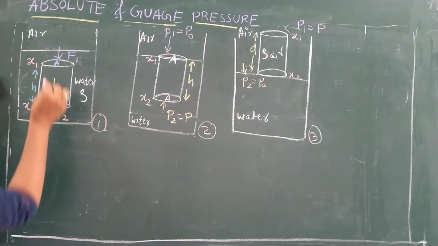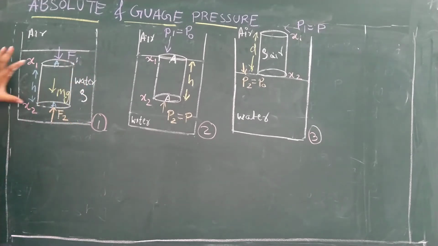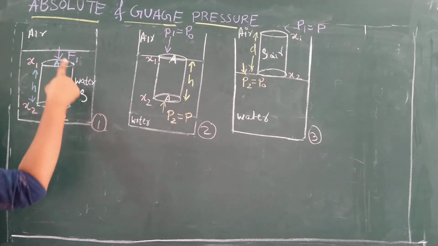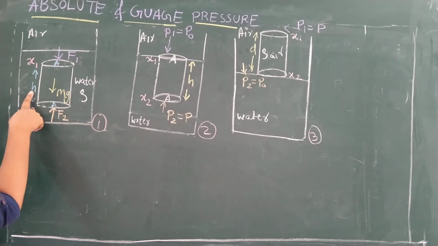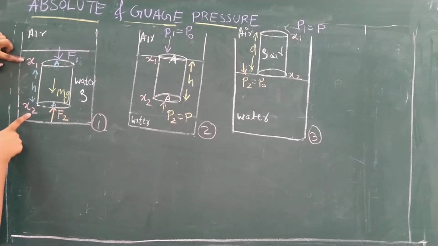In this fluid, we consider this as an imaginary liquid column. So this is an imaginary liquid column having cross section area A and height h. We will consider two reference points here, x1 and x2. So these are the two reference points.